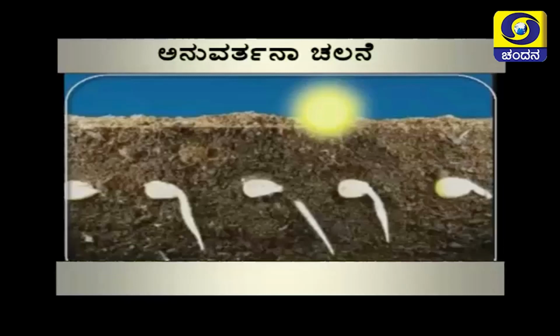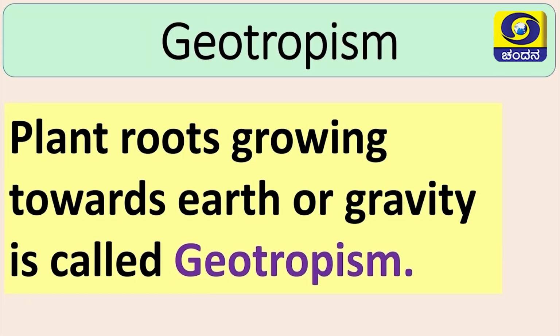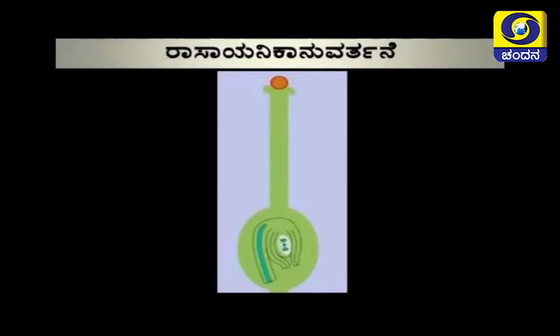Let us see other types of tropisms. If you look here, the roots are growing towards the soil and also towards the water. Plant roots growing towards water is called hydrotropism, and plant roots growing towards earth or gravity is called geotropism. Geotropism is also called gravitropism.